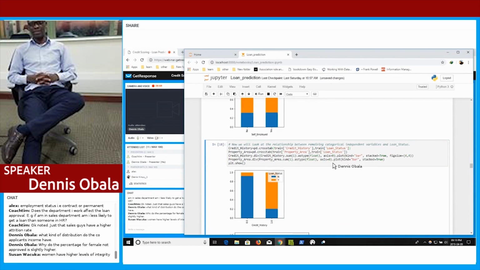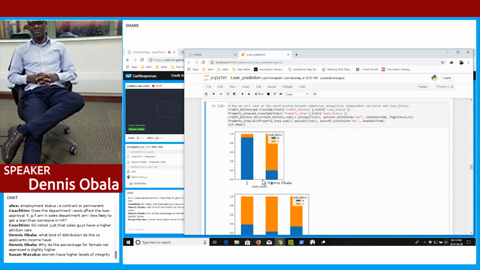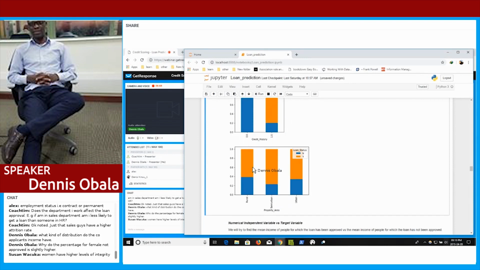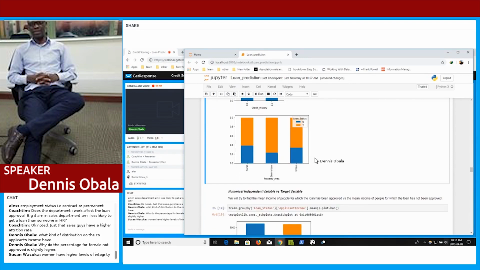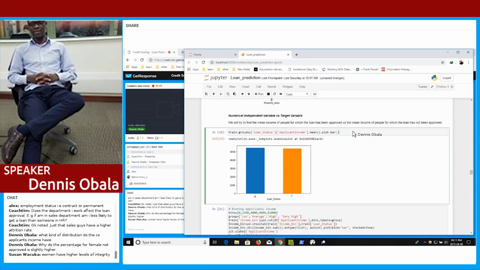So we look at the relationship with the remaining categories. Here we look at credit history. Those who have repaid a loan are more likely to get approved compared to those who did not repay a loan, and this is actually true. Property: those in rural areas are less likely to get a loan compared to those living in semi-urban areas.